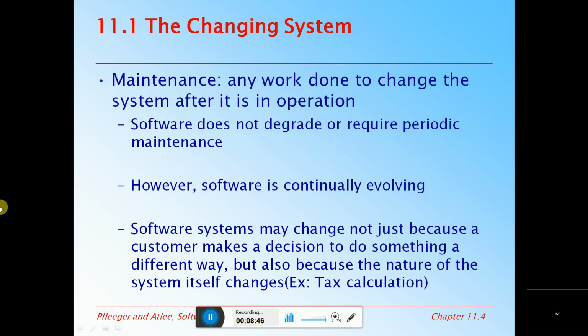So the nature of the business changed. The new laws are incorporated by the government, so we need to incorporate them. This is not the user requirement. This is the nature of the law of that business that changed. So the change may not only depend on customer requirements or user satisfaction. It may sometimes depend on the nature of the business changing.